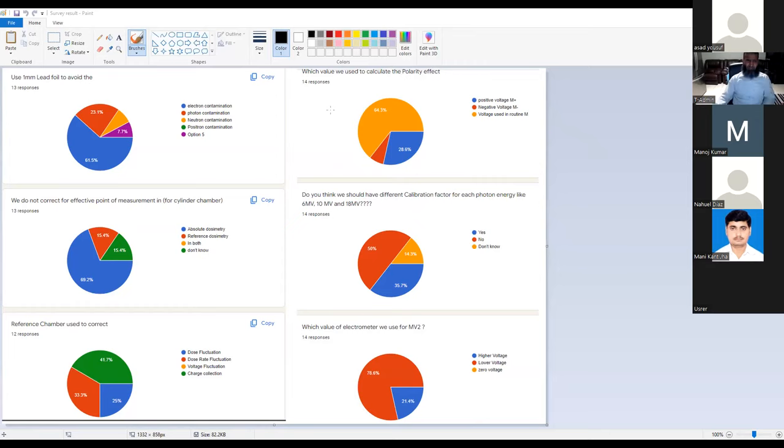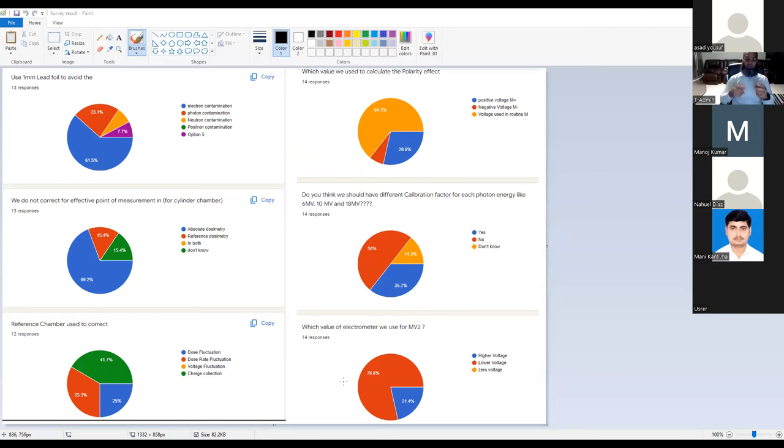Do you think we should have a different calibration factor for each photon energy, like 6, 18, 10? Yes, no, don't know. Okay, interesting, because you should not be worrying about that. In a theoretical sense, your beam quality factor is already accounted for. The calibration factor should be constant whether you're using 6 MV, 18 MV or 20 MV. Your N_D,W,Q0 factor will remain constant. It will not change because this is the cobalt-60 beam quality.